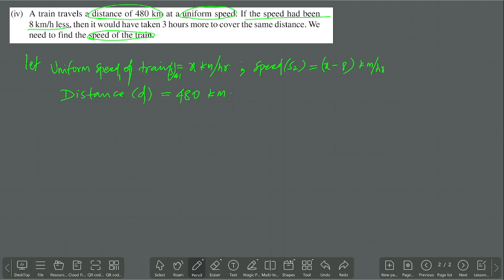Like that, here, when speed is reduced 8 kilometer per hour, then time will be increased. Then time we have to assume the beginning time. When they go in a uniform speed, what is the time? That we have to assume.